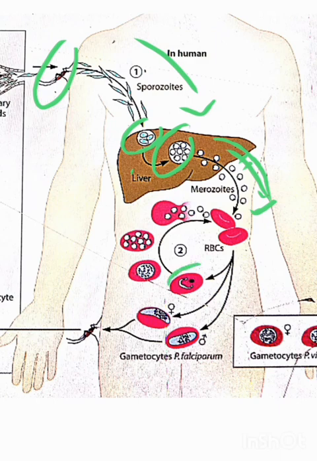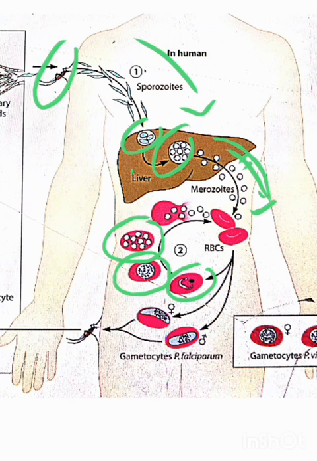Ring stage. As you can see, this is the ring stage. The parasite looks like a ring inside the RBC. And then the trophozoite stage. The parasite grows by feeding on the red blood cell's hemoglobin. This is the trophozoite stage. And the third one is the schizont stage. It divides to form many merozoites.